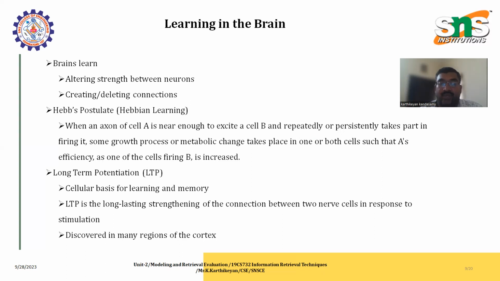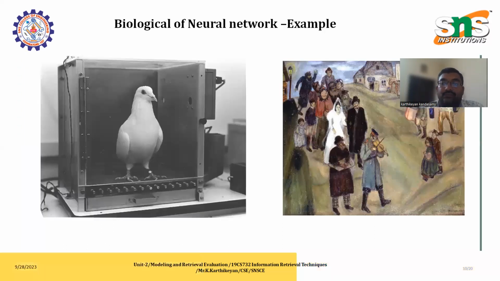such that A's efficiency in firing B is increased. Sometimes long-term potentiation, LTP, is the cellular basis of learning and memory, a lasting strengthening of connections between two nervous cells in response to stimulation, and it is discovered in many regions of the cortex. This is a biological neural network. This is one of the examples.